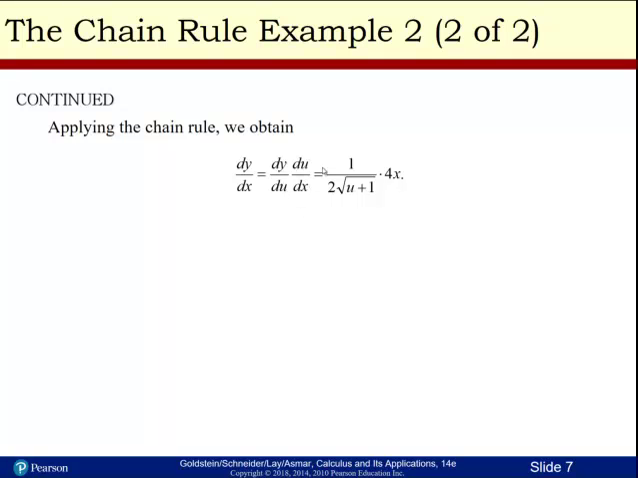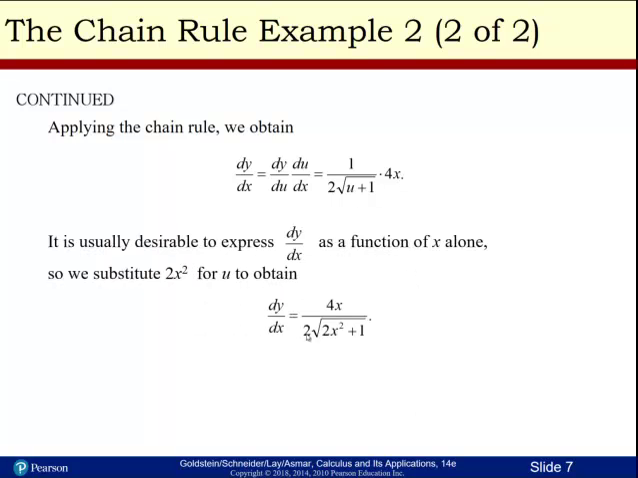Notice that the du's cancel there. So what I would get is just 1 over 2 square root of u plus 1 times 4x. Now you're probably not going to want u's and x's in there, so what you're going to want to do is substitute in your 2x squared for u, and this would be what they would want really at the end.